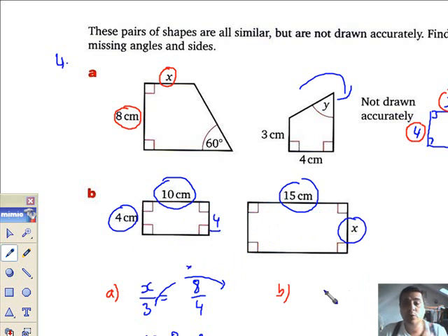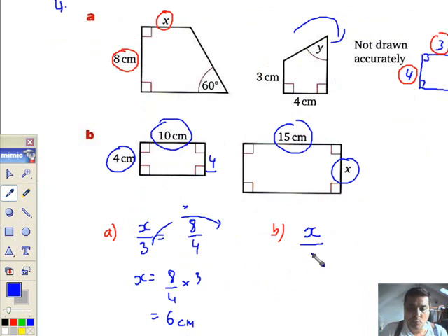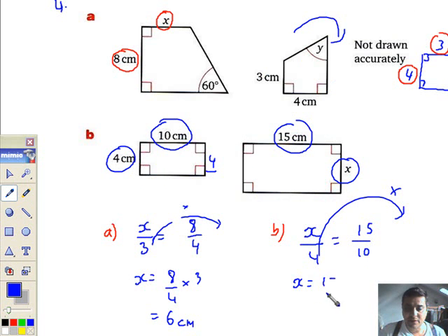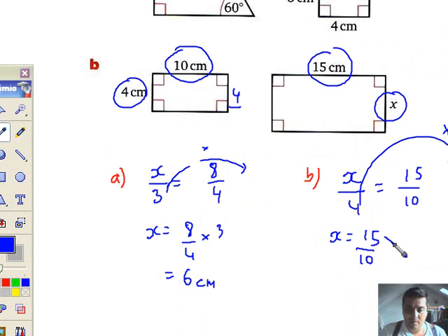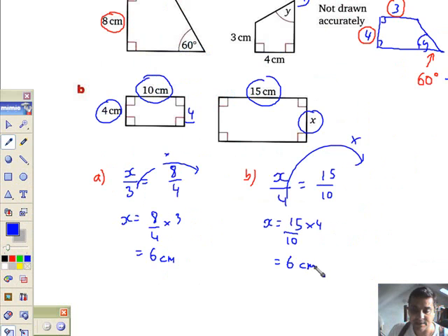Like I always teach it, what you want you put on top. So I want X on top divided by the smaller 4. So X and 4 are corresponding. It's just like comparing 15, the bigger length, with the 10, the smaller length on the smaller shape. So that's it. What I want is on top. Simply take over the 4 and multiply. If you're dividing by 4, take over and multiply. So X is going to be 15 over 10 multiplied by 4. 15 over 10 is 1 and 1/2. 1 and 1/2 times 4 is 6 centimeters.